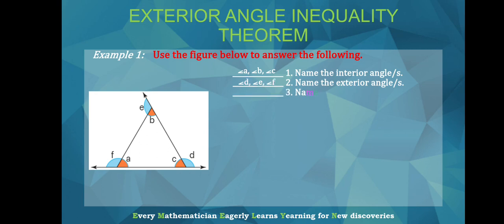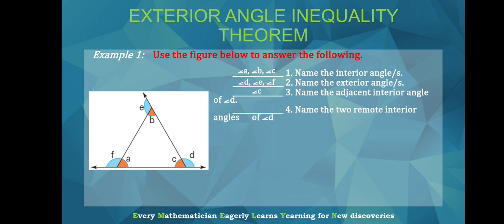Number 3. Name the adjacent interior angle of angle D. Answer, angle C. Number 4. Name the two remote interior angles of angle D. Answer, angle A and angle B.